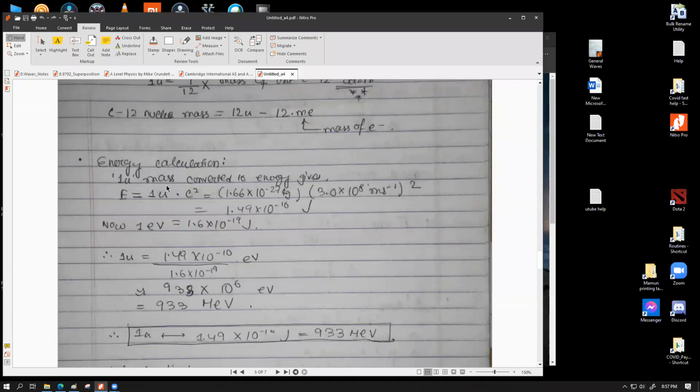Now we're trying to convert this energy into electron volt. 1 electron volt is this much joule. So 1U would be equivalent to this much electron volt of energy. I've written 1U equals to because we are essentially now talking about mass converted to energy. So we have used mass on the left side, we have written energy on the right side. This equation is currently valid because we are talking about this conversion.